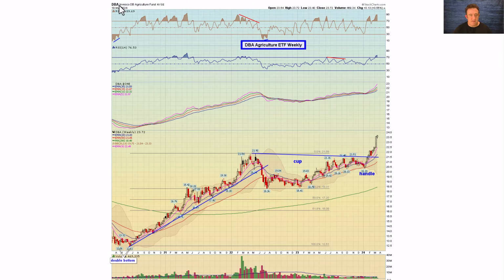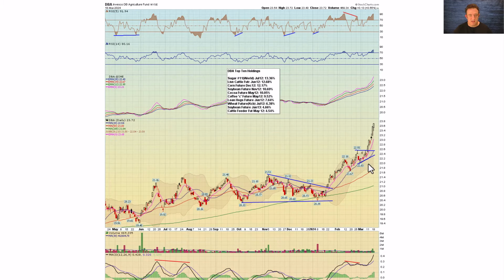Jabber 65, DBA agriculture. This area's been on fire. This cup and handle that I showed in January has played out absolutely beautiful. Congrats to those of you who took that puppy. It was just textbook. Jabber 66, here's the daily.